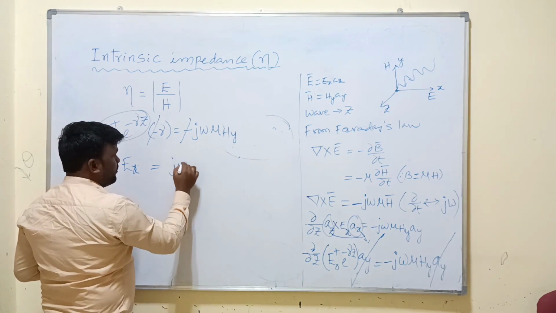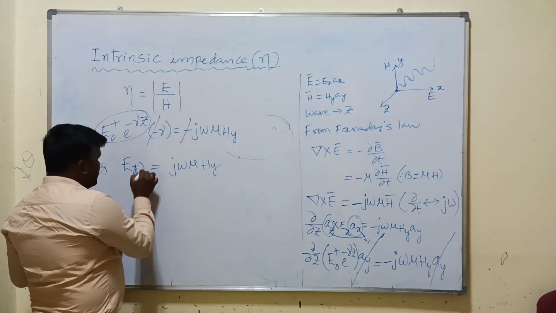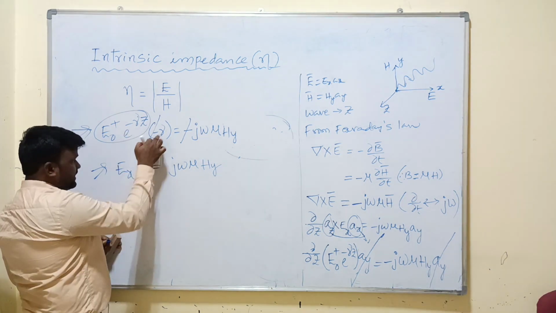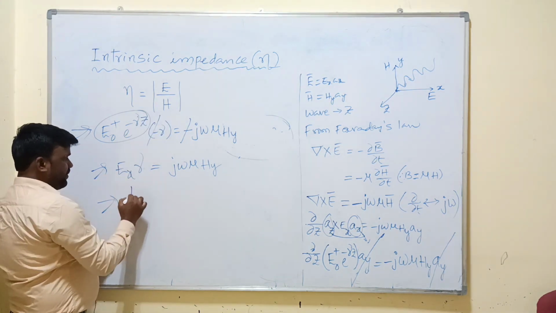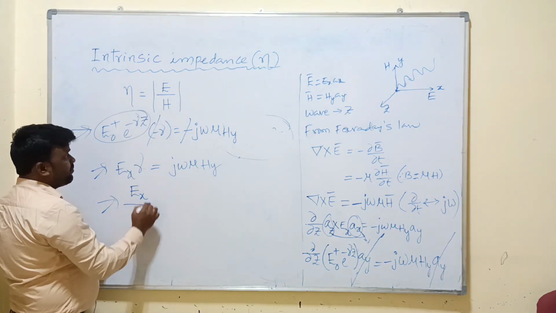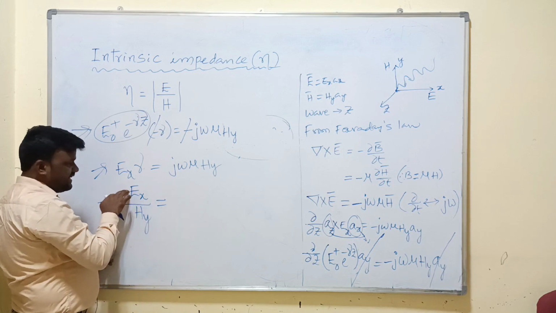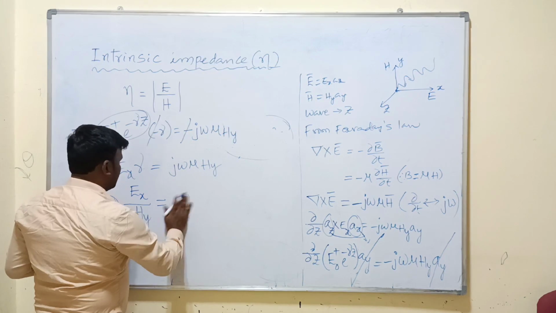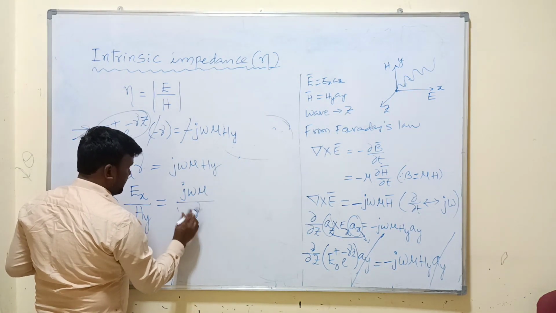j omega mu into Hy is equal to Ex into gamma here. This is equivalent to Ex, and here you have gamma. What do you require? The ratio of E to H. The magnitude of E is Ex, the magnitude of H is Hy, since we have taken E along the x direction and H along the y direction. Then we have j omega mu divided by gamma.